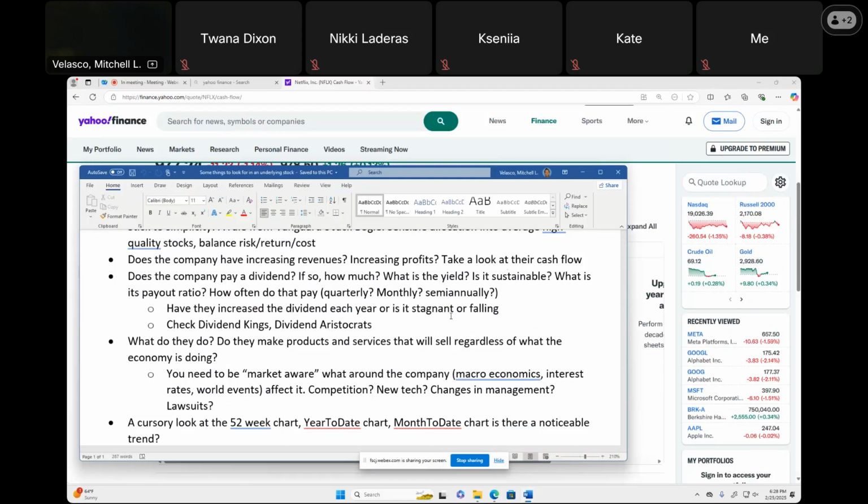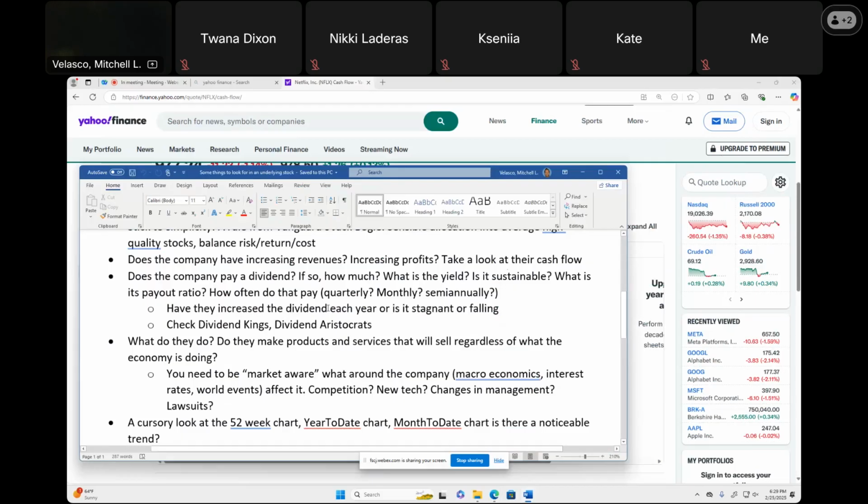Now, how do we know if it's worth it? Not all companies pay dividends. Some of my favorite stocks, Netflix, Amazon, they don't pay a dividend. Alphabet, which is Google and YouTube, they didn't start paying a dividend until about a year ago. So for the longest time, they were reinvesting all their cash back into growing the business. But Amazon does the same thing. They don't pay dividends. They want to still grow.